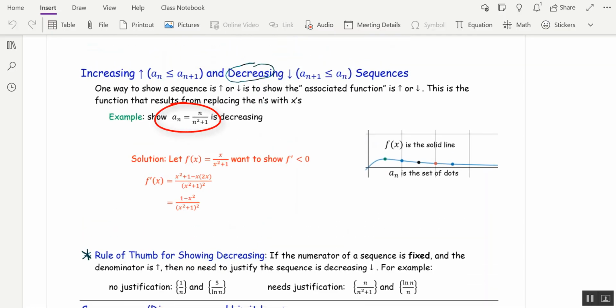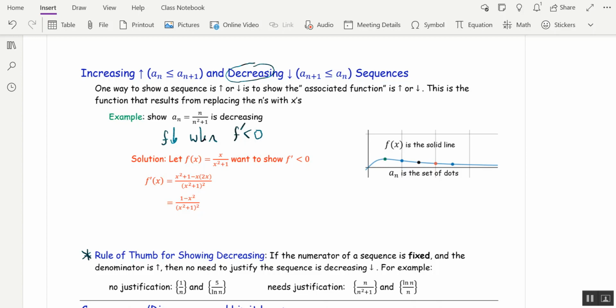To show this sequence is decreasing, what I'd like to do is use a derivative test. And I'll remind you of the derivative test. A function f is decreasing when its derivative is negative. Okay, well, I don't have a function, I have a sequence. I can't take the derivative of a sequence because a sequence is a bunch of dots. You can only take derivatives of continuous functions.